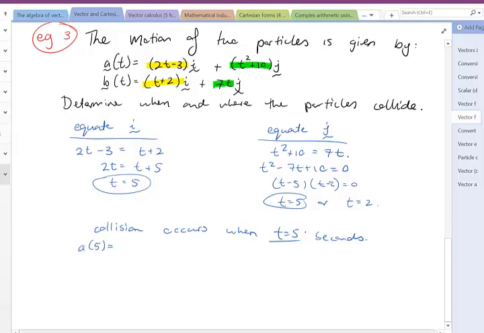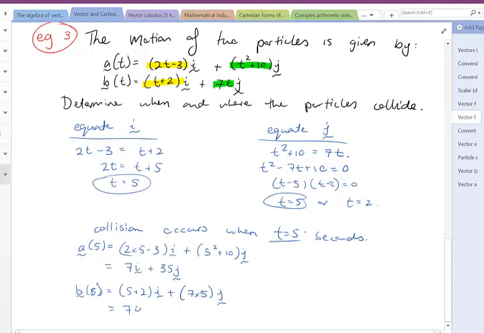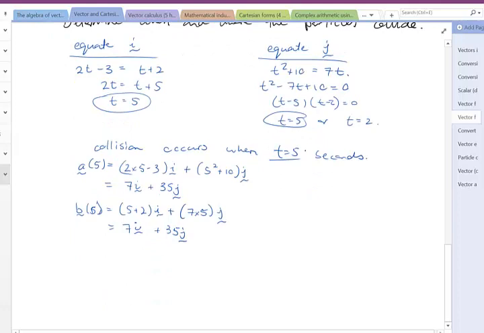So A at 5 will be equal to 2 times 5 take 3 in the i direction, and 5 squared plus 10 in the j direction, which gives us 7 in the i, and 35 in the j. Now B at time 5 will be 5 plus 2 in the i direction, and 7 times 5 in the j direction, which gives us 7i and 35j. So you can see that those positions are the same, and that's the position of collision.